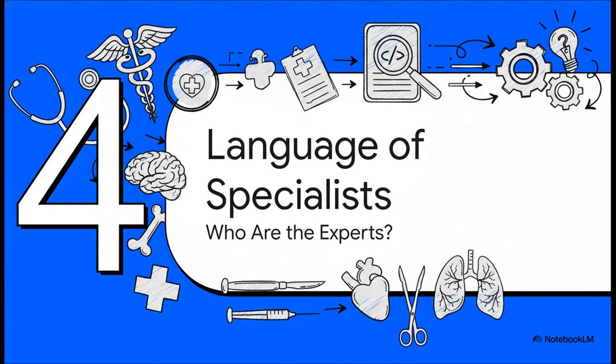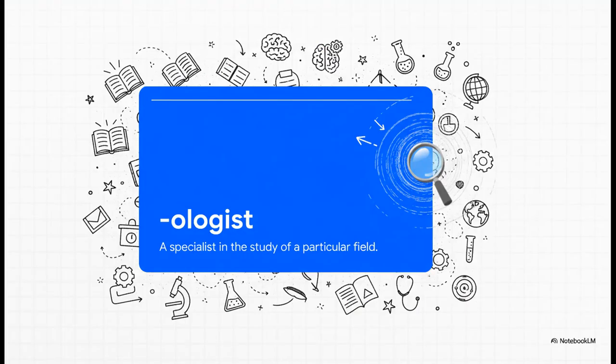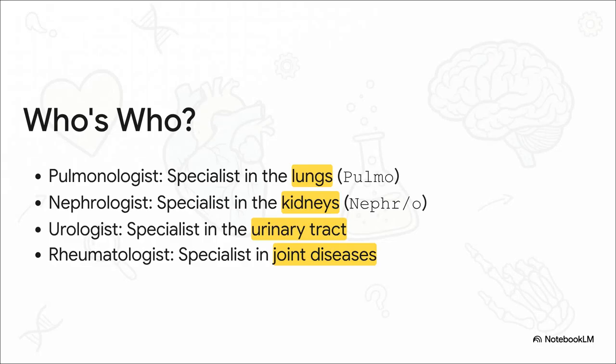Okay, so we can understand what's wrong and what doctors are doing about it. But how do we use this code to figure out who the different experts are? Well, turns out this is actually one of the easiest parts of the code to learn. The answer is all in one simple suffix, ologist. It literally just means a specialist in the study of. Anytime you see this at the end of a word, you know you're talking about an expert in that specific field. And this one suffix just unlocks the name of pretty much every specialist out there.